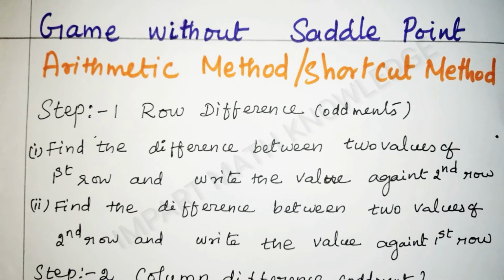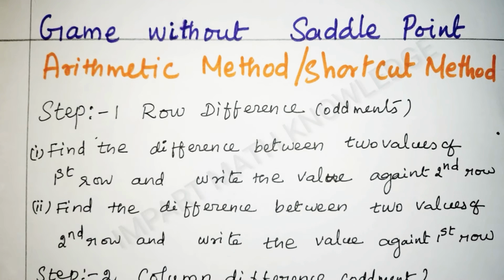This video is about game without saddle point, arithmetic method or shortcut method. In the given game, first you have to check saddle point exists or not. If saddle point exists, we can write the value of the game directly. If saddle point does not exist, we can go for arithmetic method, algebraic method, linear programming method, etc.